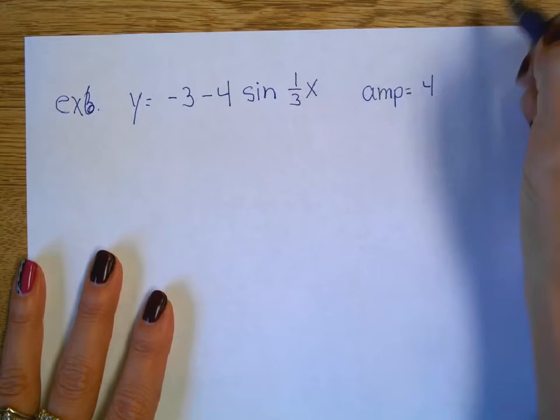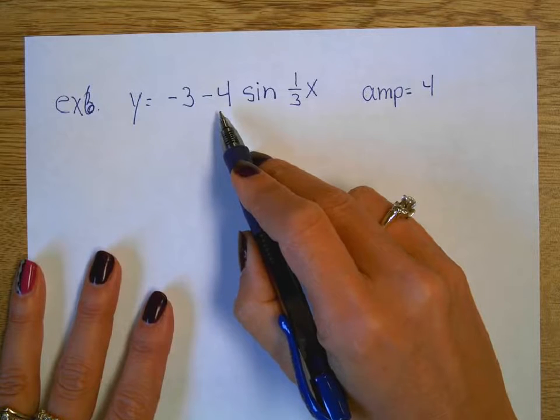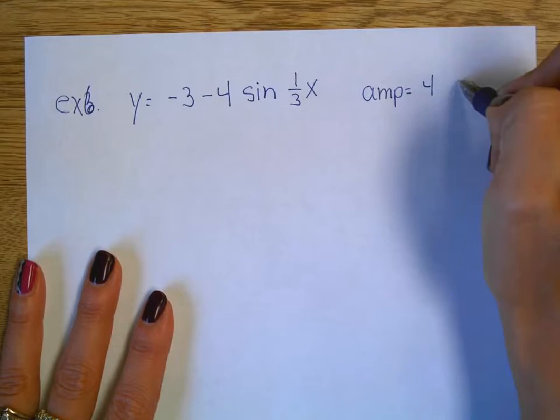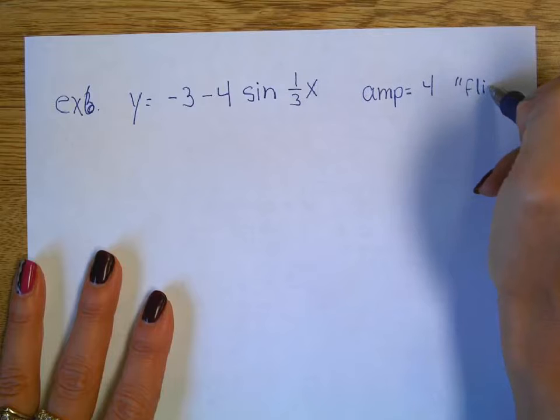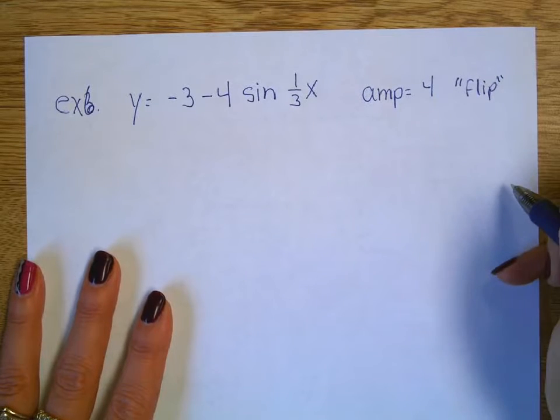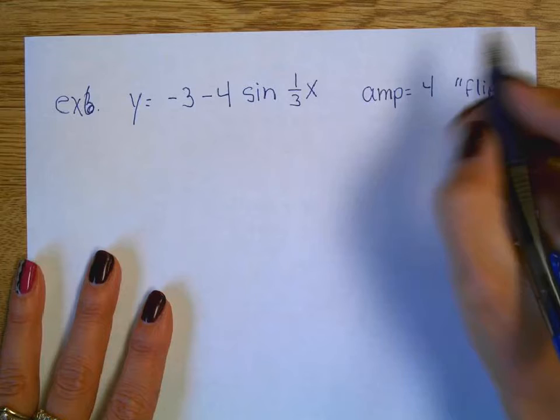4. But remember, because it's a -4, what are we going to do? Everything's going to be flipped. We're going to flip the graph over. Flipping means max and min switch. So 4 with a flip.